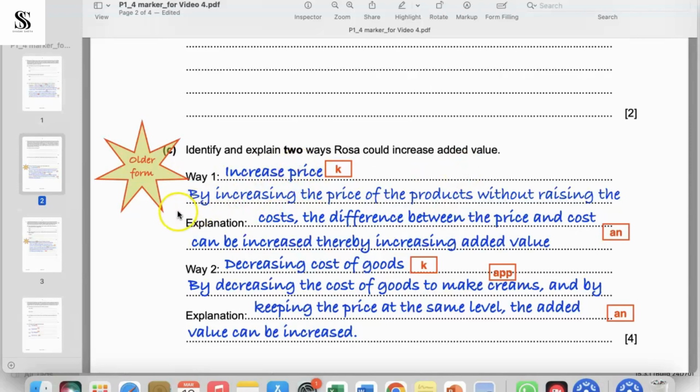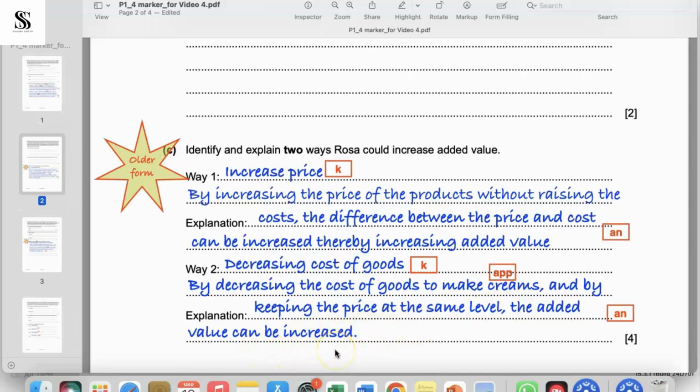And the explanation is by increasing the price of the products without raising the costs. The difference between the price and the cost can be increased, thereby increasing added value. Simple. Second one is decreasing cost of goods. By decreasing the cost of goods to make creams and by keeping the price at the same level, the added value can be increased.